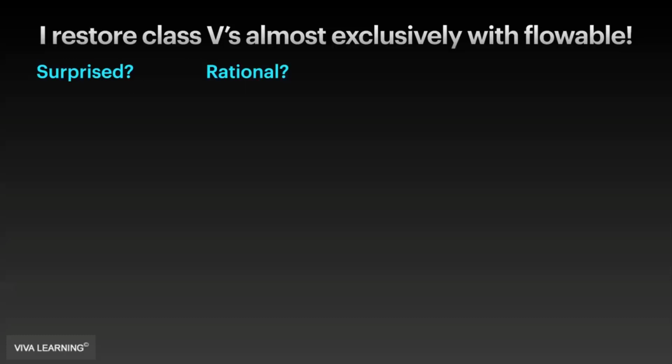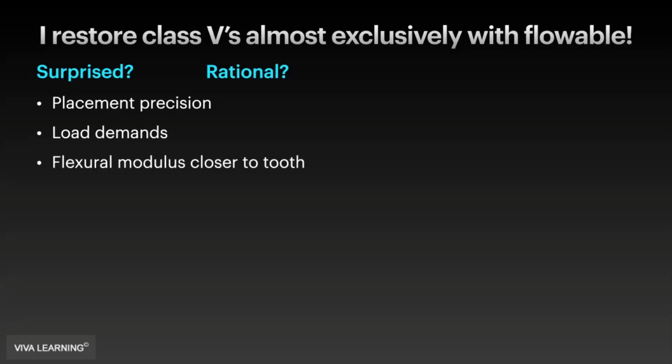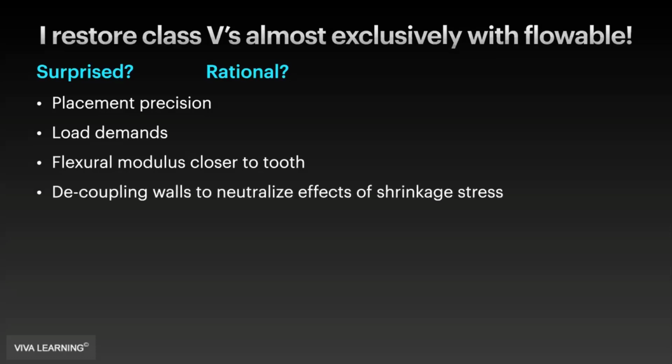And I will say that I restore almost all of my class 5s almost exclusively with flowable. Again, I'm not going to say always, but I'll say almost always. This surprises some people, but the rationale is that I get much more precision placement. The load demands on the cervical aspect of the teeth are different. They're not an occlusal function. However, that's where teeth flex. And flowable composites, by definition, because they're less filled, have a flexural modulus more similar to natural tooth. So in that aspect, as a tooth flexes, they can flex with it, and they're less likely to pop out as a result of that flexural stress.